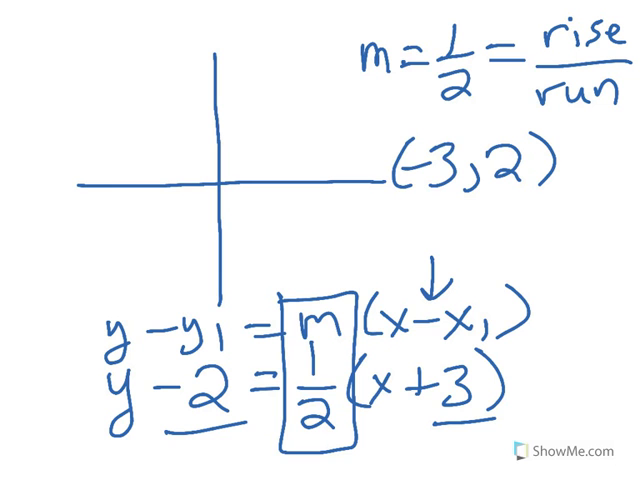Now that we have a point and a slope, this graph is pretty easy to draw. First of all, graph the point. You got negative 3, 2, and then rise over run. Every time we run 2, we rise 1. So we go to the right 2 and go up 1, and this point must also be on a line.